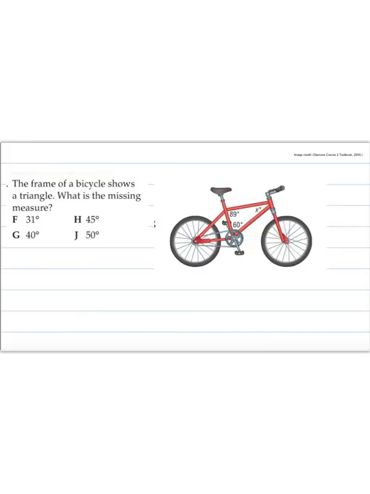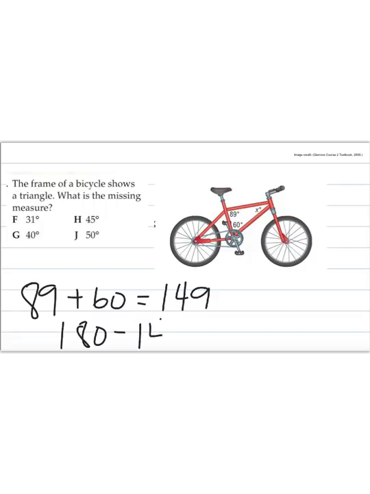All right, the frame of a bicycle shows a triangle, and we have to find the missing angle measure. Again, add what we have so far. 89 plus 60 equals 149. Subtract that off of 180, 180 minus 149 equals 31 degrees. So our missing angle has to be 31 degrees.